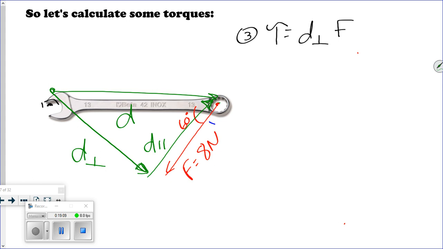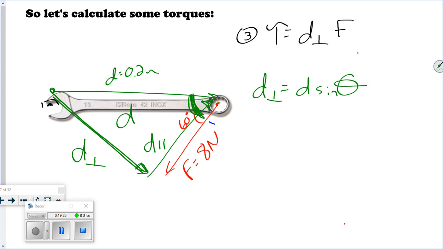Now I know that D up here is 0.2 meters. This D perpendicular is opposite from this 60-degree angle, right? So once again, my D perpendicular is just going to be D sine theta. That's where that theta comes in again. So what do you get? 0.2 times the sine of 60 gives you 0.173 meters. I'm really mad that I didn't use 30 degrees.